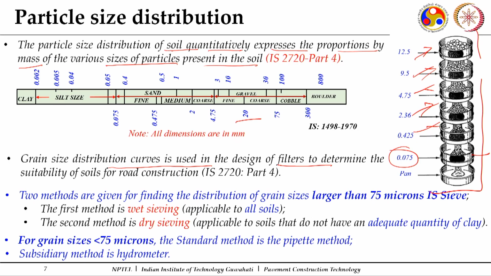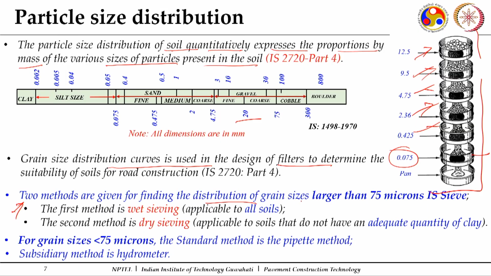For coarser materials, I can even see whether that material can be used as a drainage layer, filter layer, or separation layer. So, all these characteristics I can work out on the basis of this gradation. Two methods are given for finding the distribution of grain sizes larger than 75 micron, because this is mainly what is possible conveniently with these different kinds of sieves.